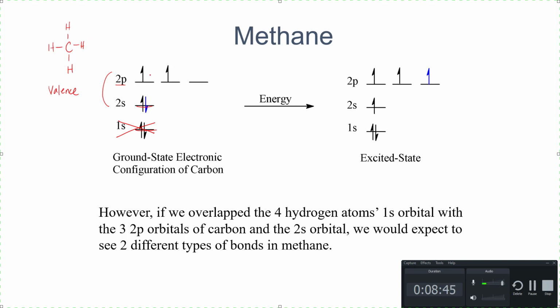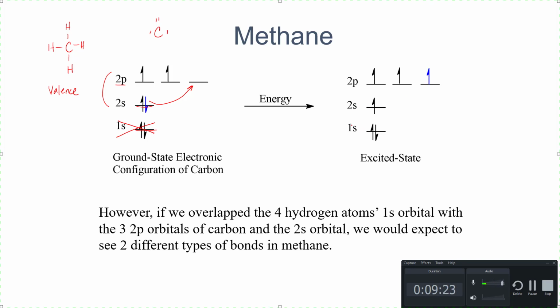Now, if carbon had this ground state electronic configuration, with the pair in the 2s and then 1 each in the 2p orbitals, that means carbon could only form 2 CH bonds. So the first thing we have to overcome is that issue. What we say is that we apply a little bit of energy and promote one of the 2s electrons up to the empty 2p orbital.